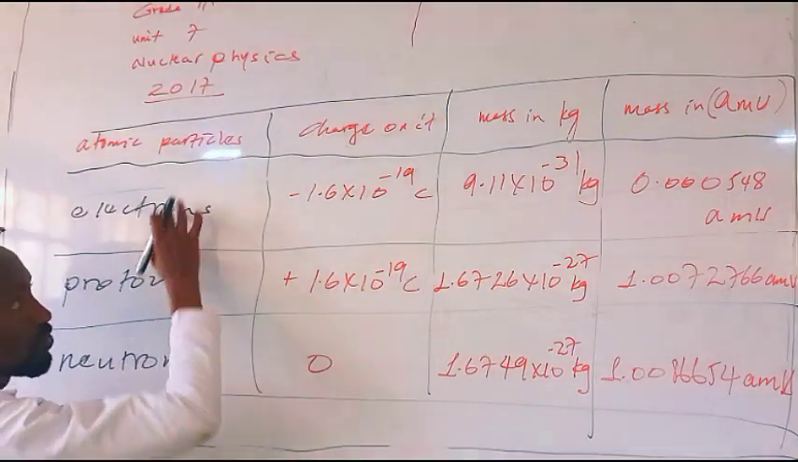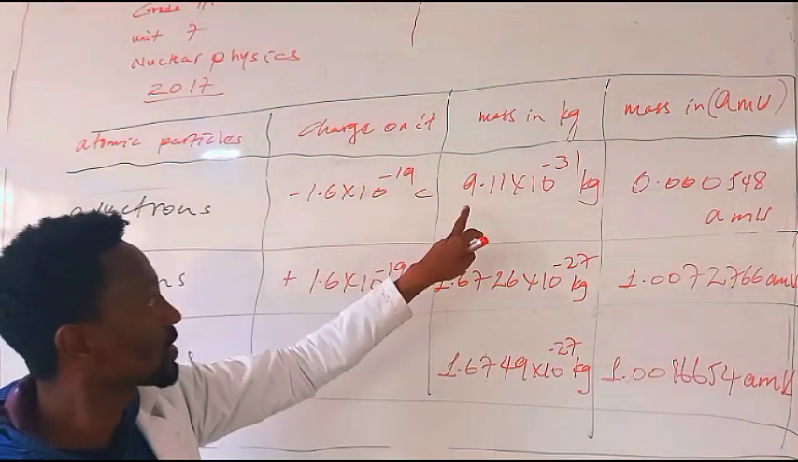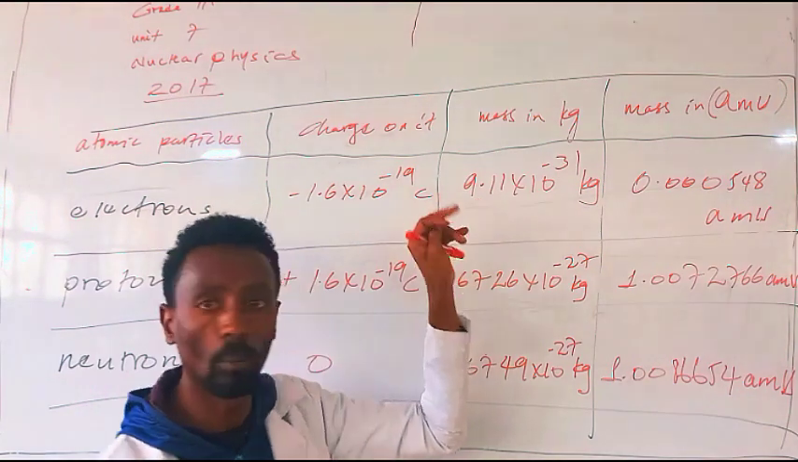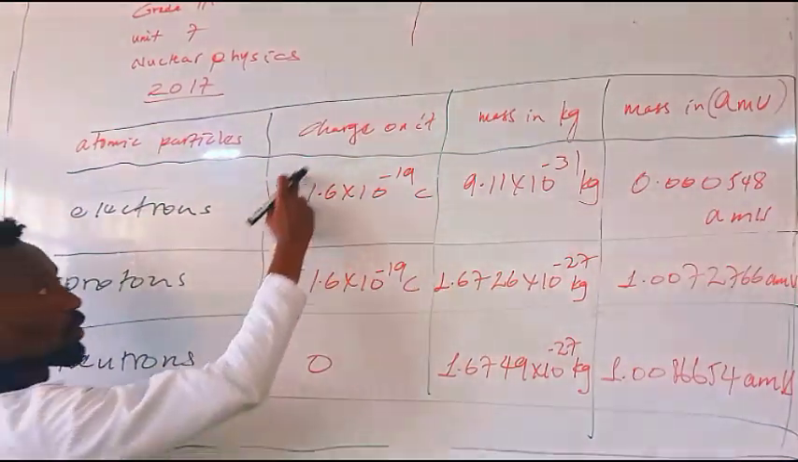So on this basis, when we start from electrons, they always carry negative charge. That charge is about 1.6 times 10 to the power minus 19 coulomb. This is always negative. A single electron gives this much charge.